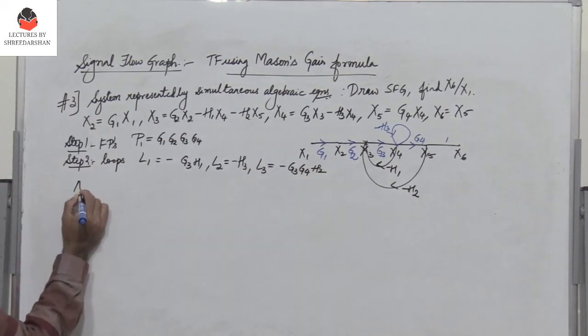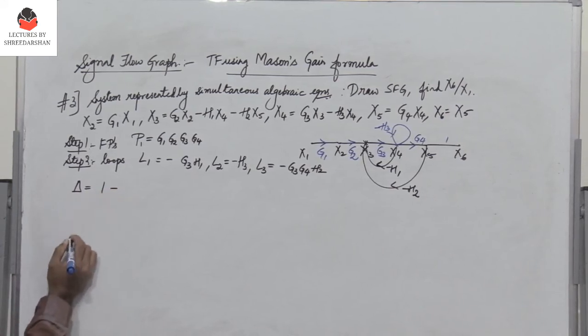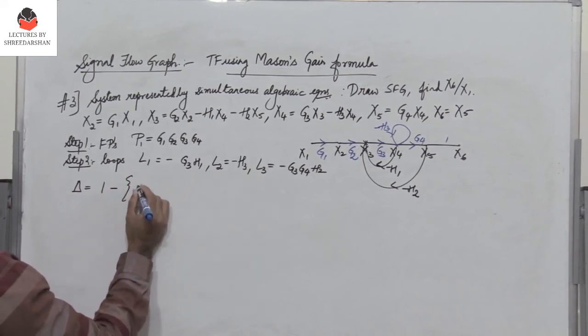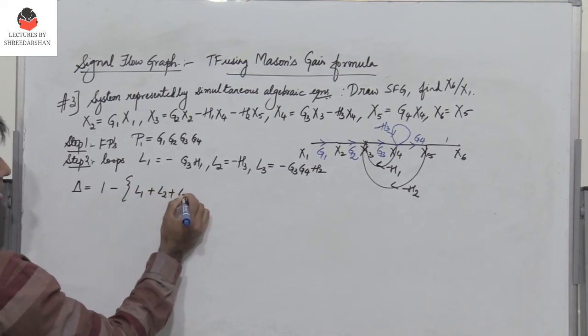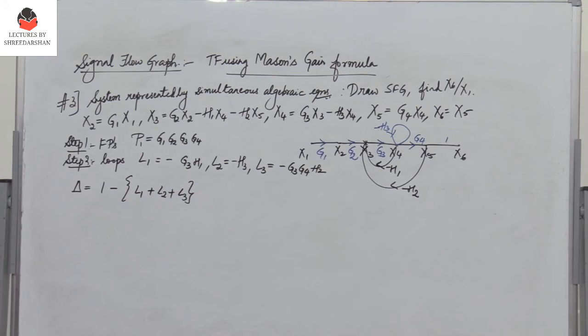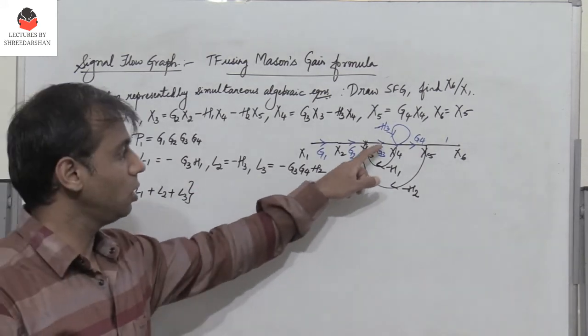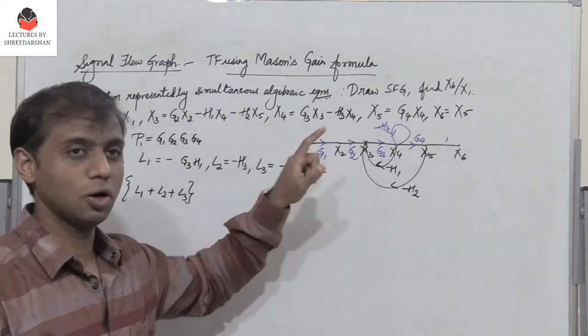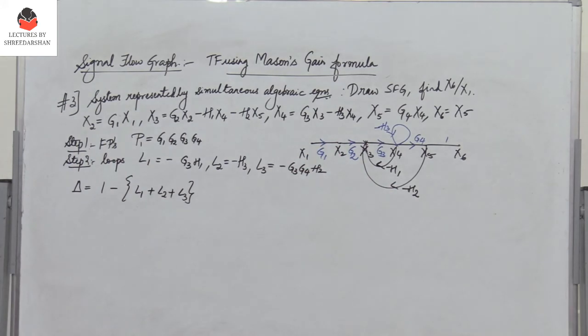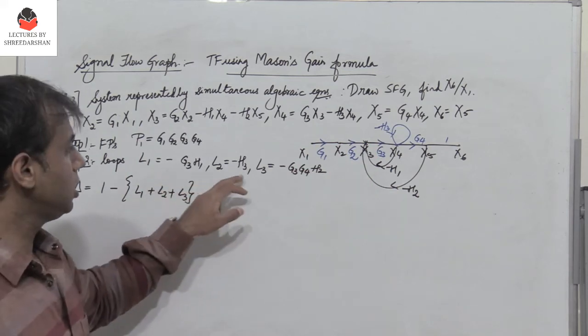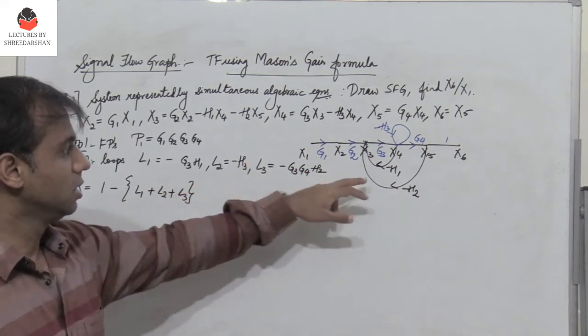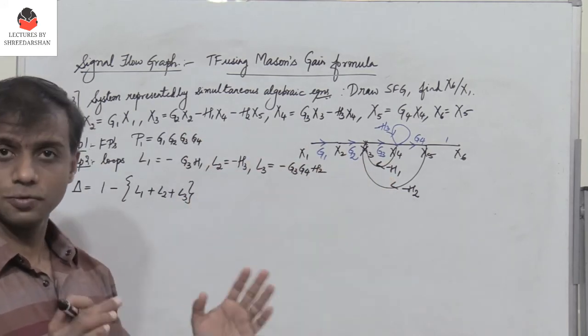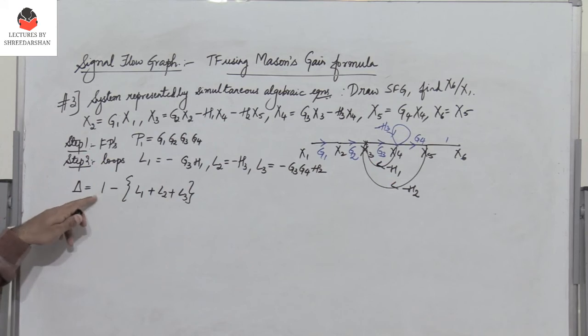Now what is delta? Delta is 1 minus the individual loops, L1 plus L2 plus L3. Now what about non-touching loops? Is there any non-touching loop? No, because we find that all these 3 loops definitely share common nodes. So definitely here we do not have any combination of 2 non-touching loops, right? So all these 3 loops share a common node. So therefore you do not have any combination of 2 non-touching loops. So delta is just equal to 1 minus L1 plus L2 plus L3.